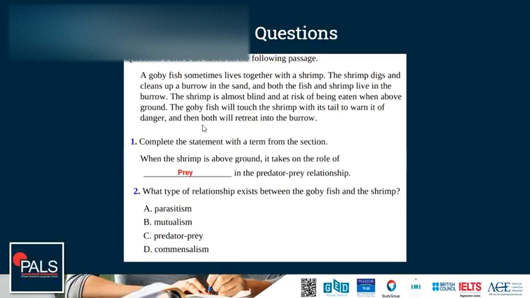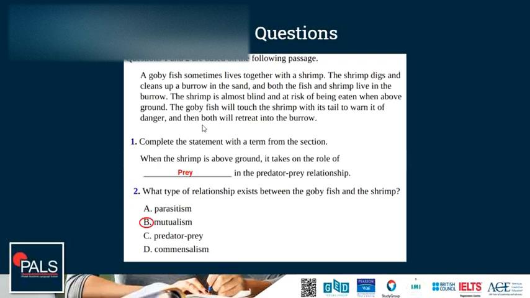What type of relationship exists between the goby fish and the shrimp? A parasitic relationship, a mutual relationship, a predator-prey, or a commensal relationship? The correct answer here is a mutual relationship.